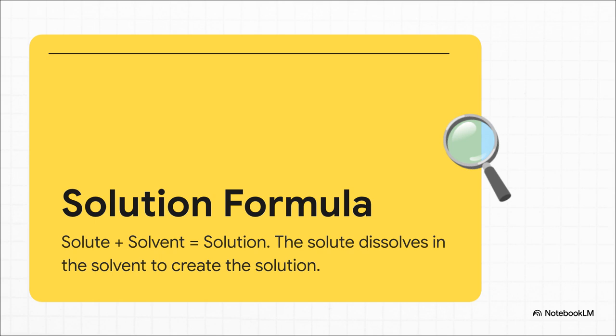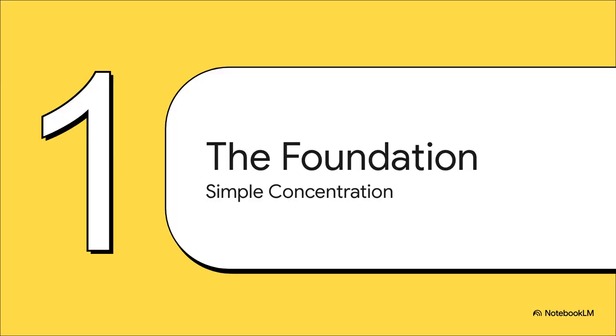All right, first things first, let's break down what a solution even is. It's actually super simple. Every solution has two main ingredients. You've got the solute, that's the stuff that gets dissolved, like the sugar you put in your tea. And then you have the solvent. That's the liquid doing the dissolving, which a lot of the time is just water. Mix the solute and the solvent together and boom, you've got your solution. See? Easy.